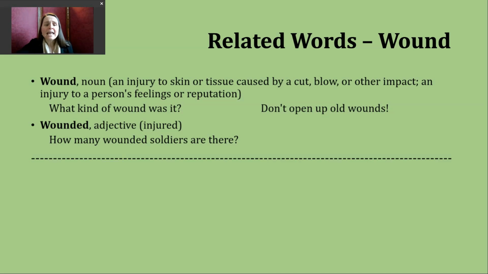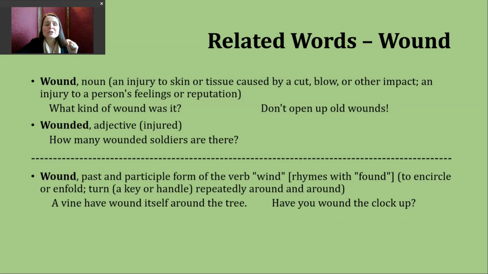Okay. Now, I want to take a quick moment to note that there is another word that has the exact same spelling, but a different pronunciation. Okay. And so if you look at the bottom of the screen here, and I'll put my cursor so it's nice and clear here, the word wound, this is the past and participle form of the verb wind. Okay, so if it helps here, I put a little note. This rhymes with found, wound, found.